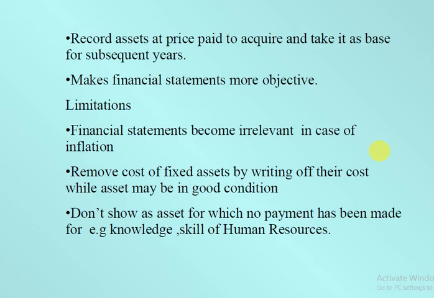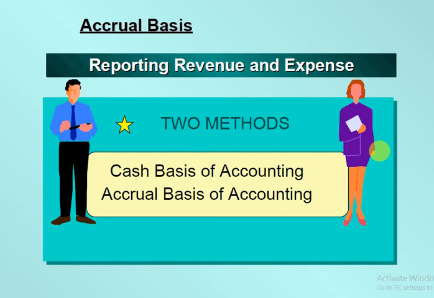Don't show as an asset anything for which no payment has been made, for example, knowledge and skill of human resources. These are not recorded because though they are assets for the business, as there is no payment made for them, we cannot show them as assets in the balance sheet. There are different aspects, there are different other approaches.